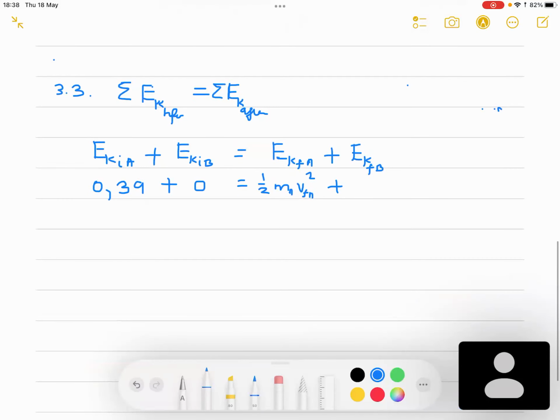So this is 0.12. Okay, we know the mass of A. So the only unknown is the V final of A, which is what we're trying to find. Okay, so if you do that, then you'll find that V final of A is equal to 1.64 meters per second.